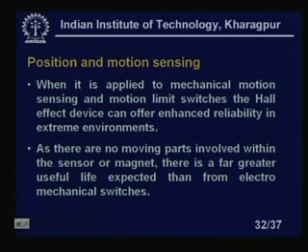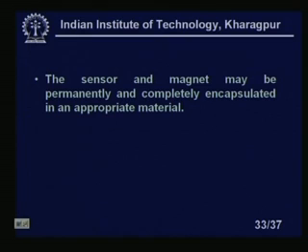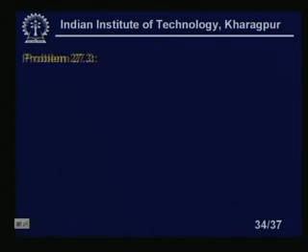So, again, position sensing is possible. That means if by some means of changing the position, I can change the value of B, capital B. The capital B we have written so many times. So, obviously the output voltage will be proportional to B. So, I can sense the position. We can make a position sensor using this whole principle. The sensor and the magnet may be permanently and completely encapsulated in an appropriate material.